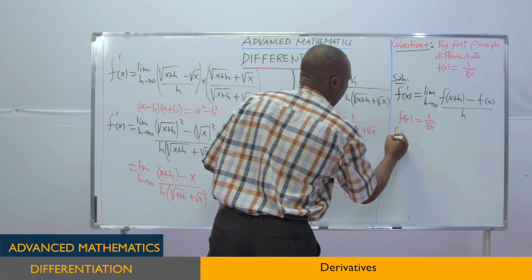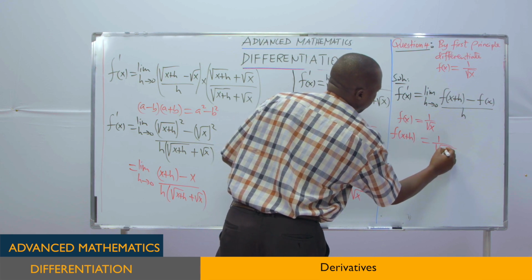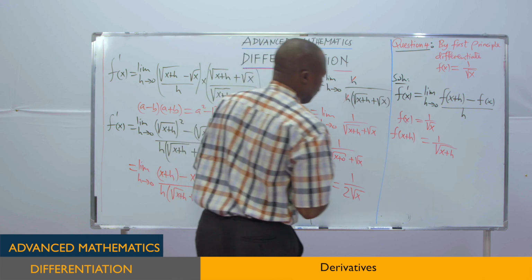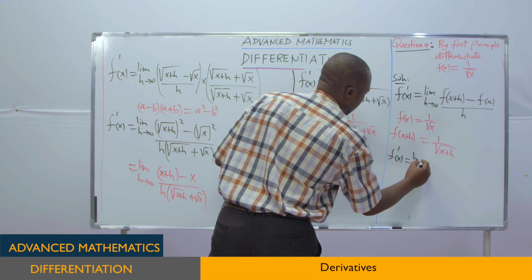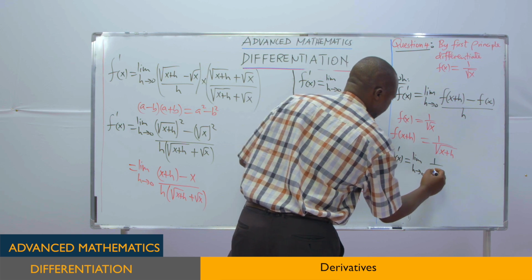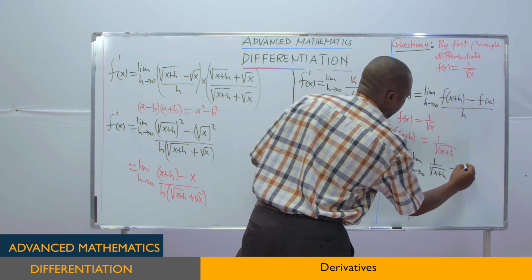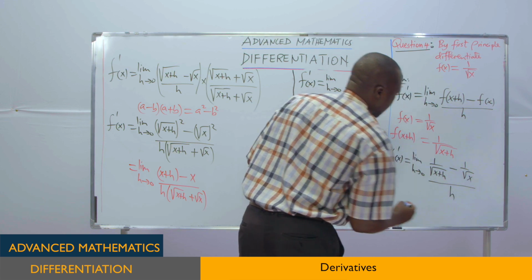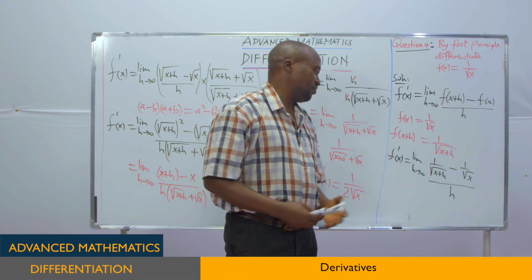For the case of f of x plus h, this is equal to 1 over square root of x plus h. Therefore, f of x dash will be equal to the limit of, as h approaches 0, we have 1 over the square root of x plus h, then minus 1 over the square root of x. Now this one divided by h. So here we are going to find the LCM.